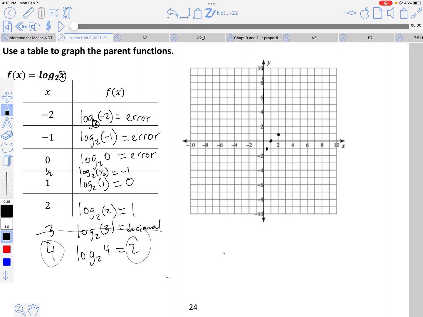So we know I have another point at 4 and 2. And with about 4 points, we can get a general idea of the shape. So I'm going to do that. We could do a few more points, right? I could do 1/4 in there. So log base 2 of 1/4, that is really ugly though.